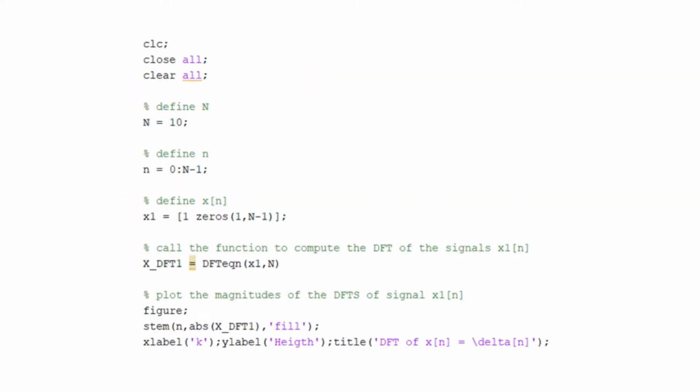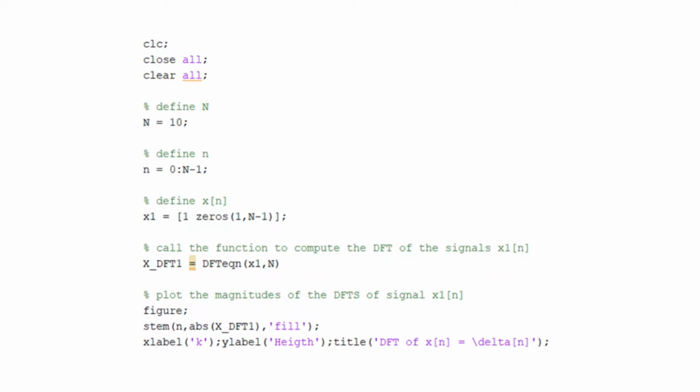The first question is s[n] equal to delta[n]. The command of n was defined as 10. After that, the command of x1n was defined. Then, the function was called to compute the DFT of the signal x1n.